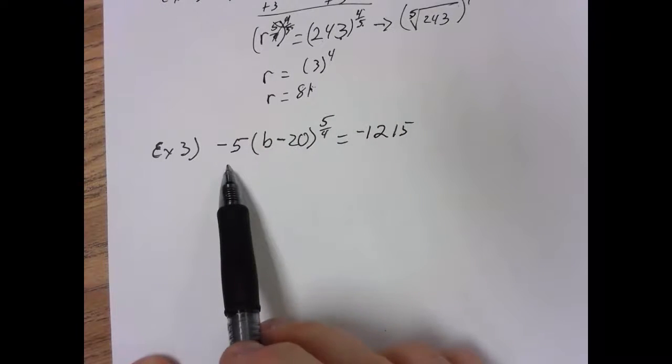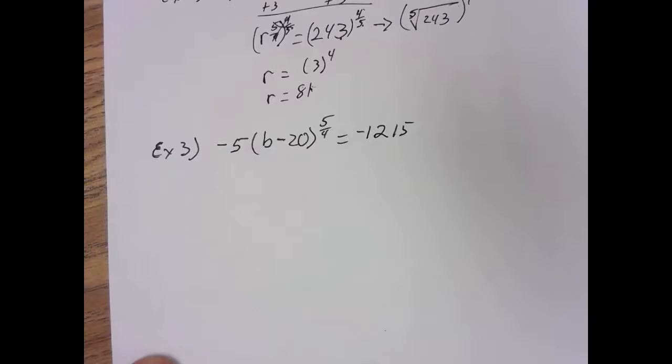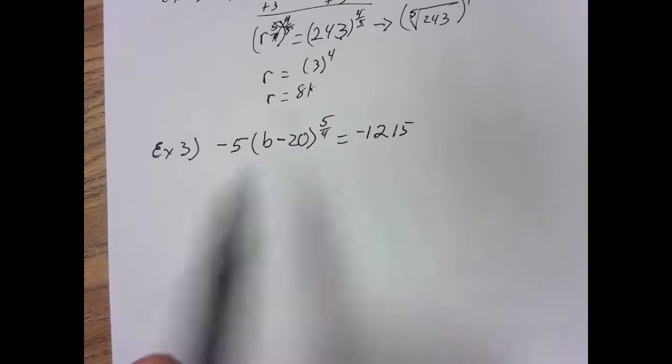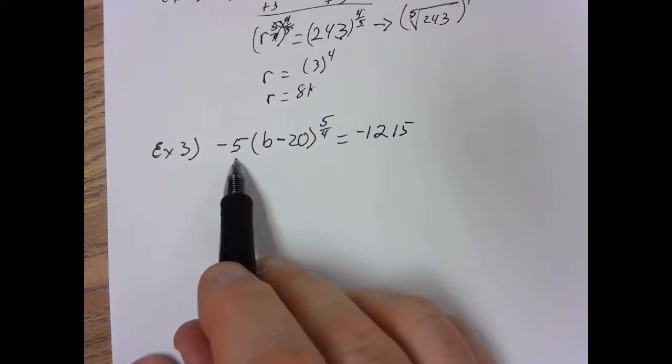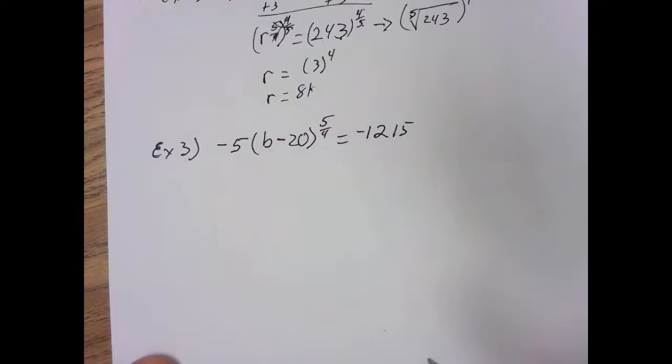Example 3, our value of interest b is inside parentheses with a minus, an exponent on the outside, and a times -5. The whole thing is equal to -1215. So to solve that, we're going to strip away everything on the outside till I get b by itself. First thing we're going to do is divide both sides by -5.